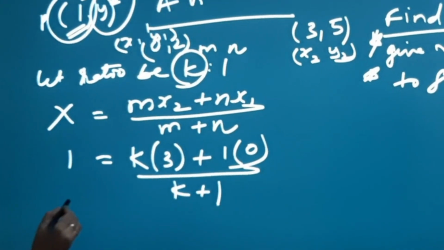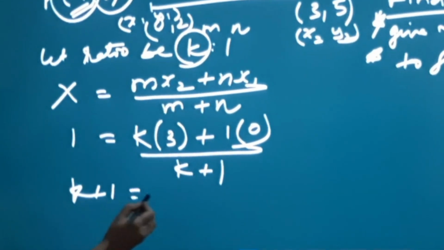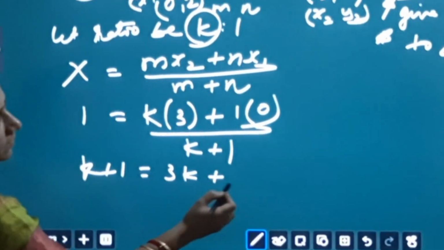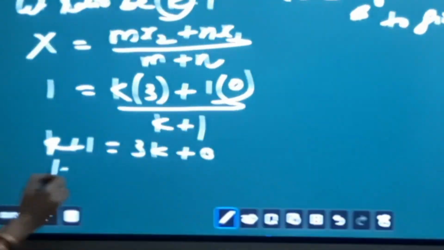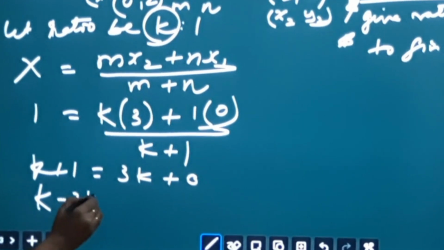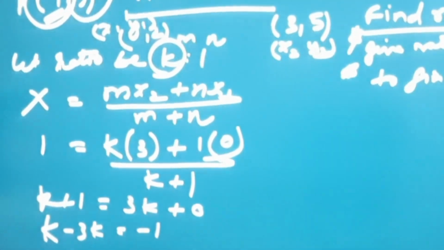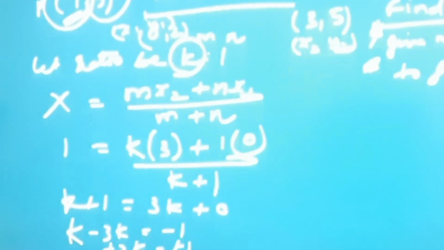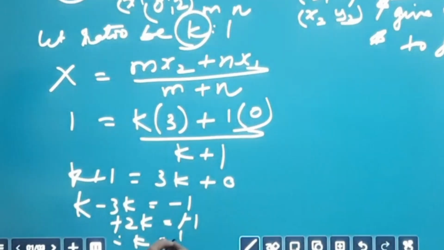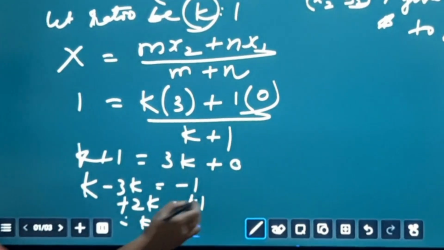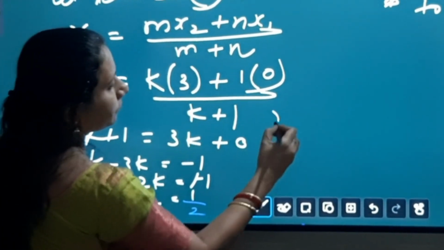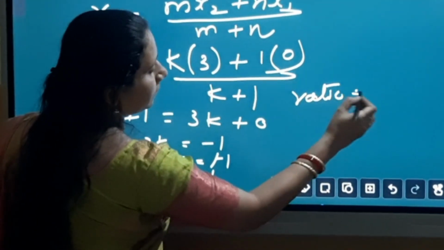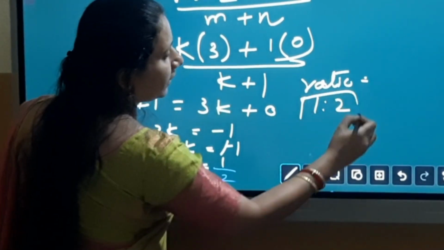So here x2 is 3, n is 1, x1 is 0, whole divided by k plus 1. Now we have cross multiplication. k plus 1 is 3k plus 0. Now shifting this 3k to this side, it's minus 3k, and 1 goes towards the right. Minus 2k is minus 1. So minus 1 cancels. Therefore k is 1 upon 2. So finally we can say that the ratio is 1:2. So this is our answer.